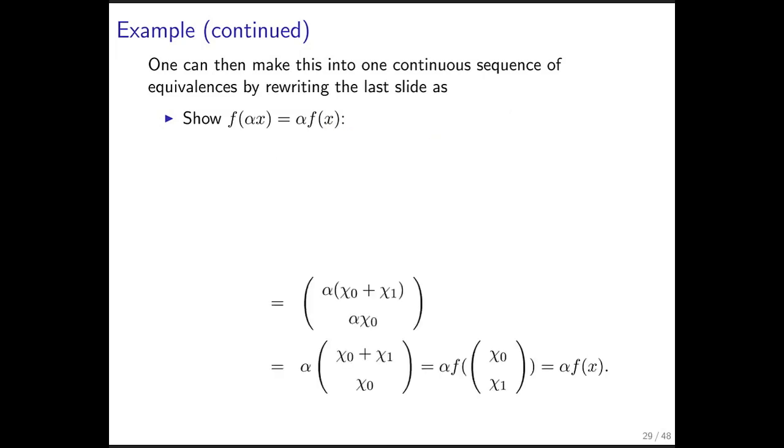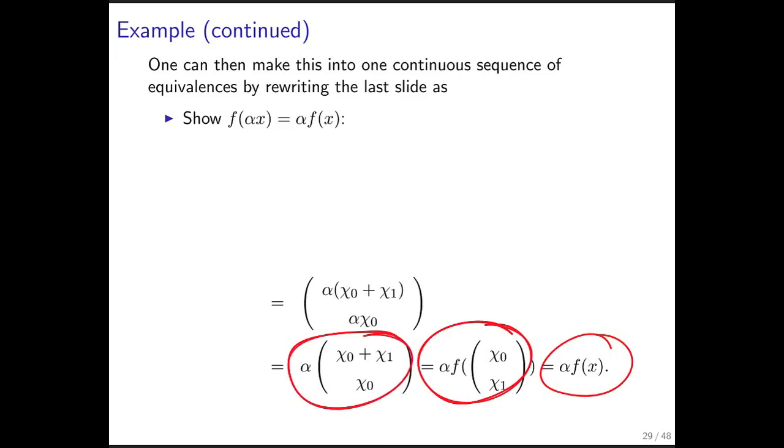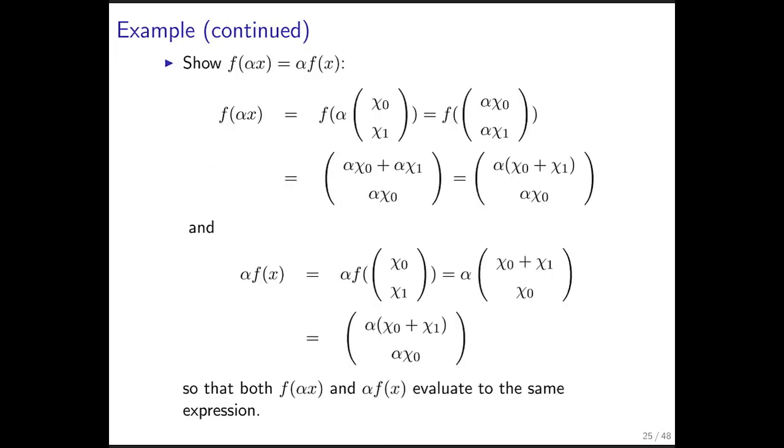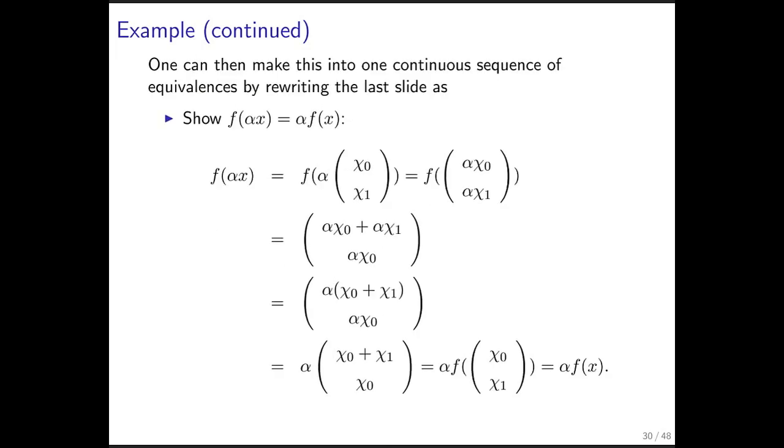Now, this is just the second argument on the earlier slide, but backwards. This is equal to that is equal to that is equal to that. And if you put the two together, then you get cleanly from the left to the right. So, what you may want to do is go through this argument first and then rewrite your proof as such.